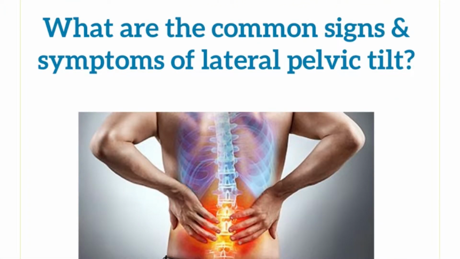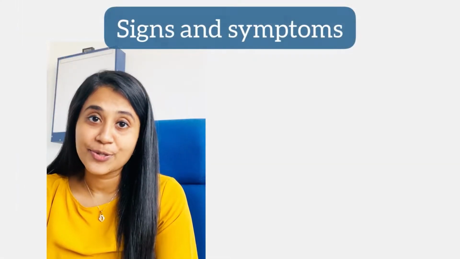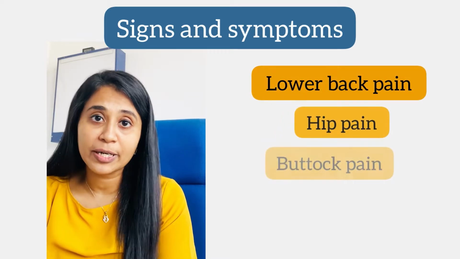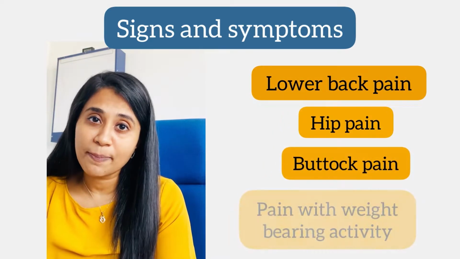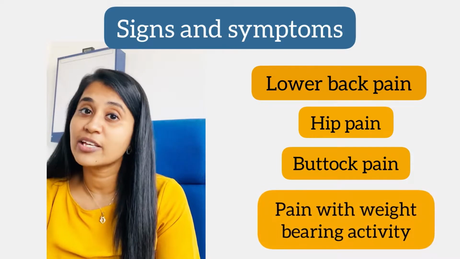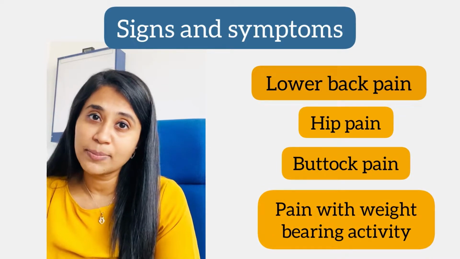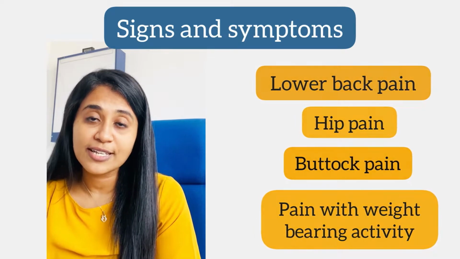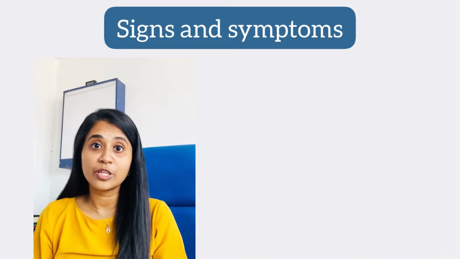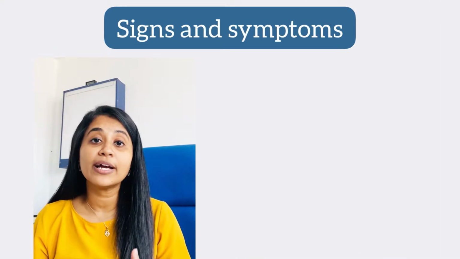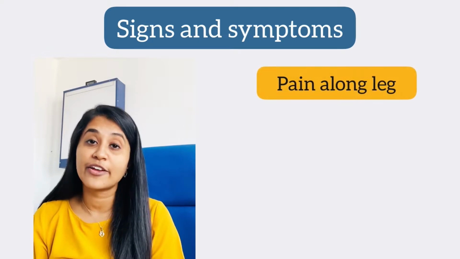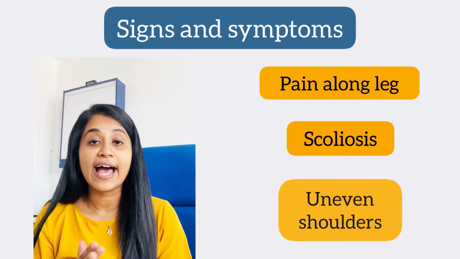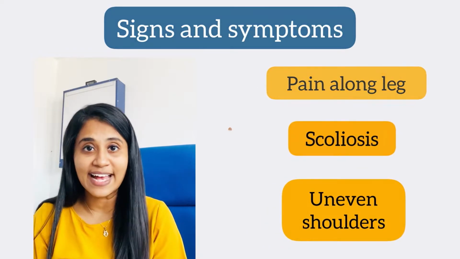Common signs and symptoms of lateral pelvic tilt. You might have generalized lower back pain, hip pain, or buttock pain. Especially you might feel the pain when you are standing, walking or sitting. Very rarely do people complain of pain when lying down. The pain becomes more obvious when you wake up. But when you have a huge lateral pelvic tilt, you might develop pain along the leg, a kind of sciatic pain. Sometimes you develop scoliosis and unevenness in the shoulders as well.